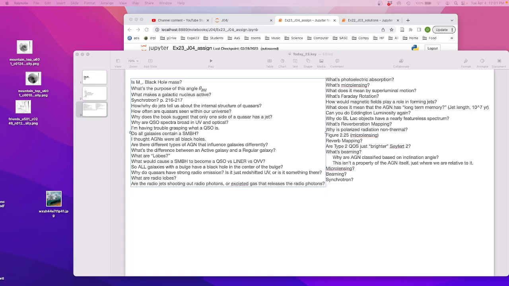Let's see. Do all galaxies contain a supermassive black hole? All massive galaxies do. The mass of the black hole goes like the fourth power of the velocity dispersion of the galaxy, which kind of goes like the mass, or maybe the mass squared, depending on what kind of galaxy it is. So bigger things have bigger black holes.